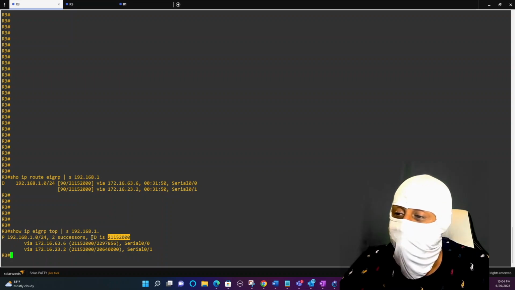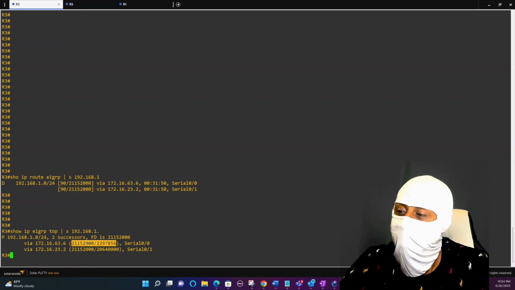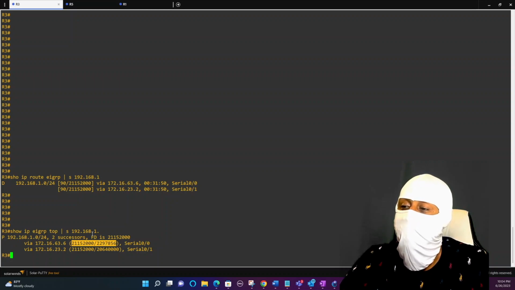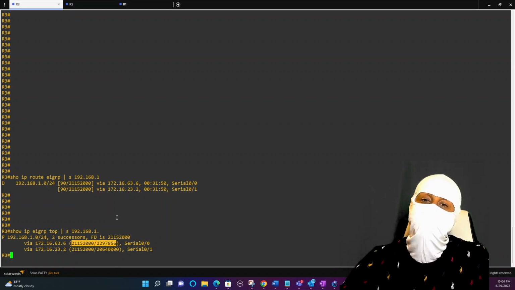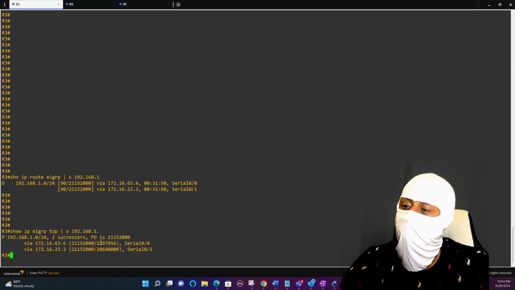Let's look at feasible distance, or the feasible distance is this metric right here. As you can see, both of them have that same feasible distance. Now, on the back end of these metrics right here, you have another metric, and that's the reported distance. And that's where I want to start by breaking down the difference between reported distance and feasible distance. It really starts with the reported distance. So we got reported distance. We can see this number smaller than this number, right?